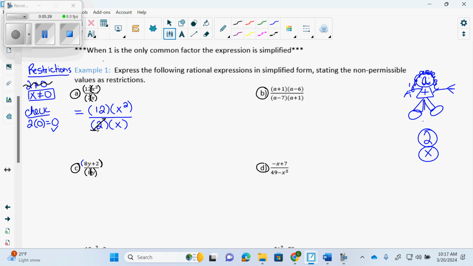Yes? What's 12 divided by 2? It's a 6. So I still have a 6 here. And technically, this slanted line is a 1. So I technically have 6 times 1, which is just 6, right?